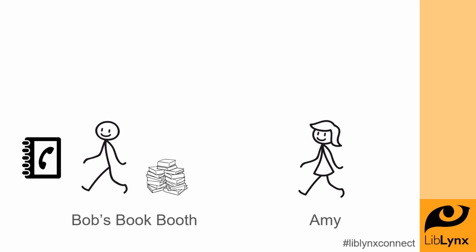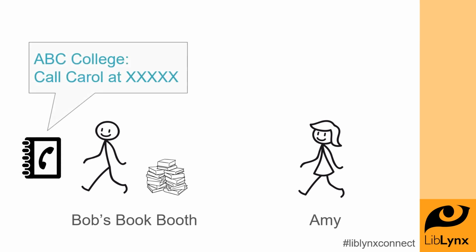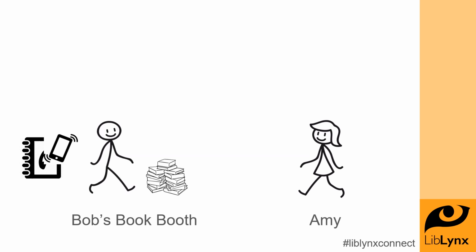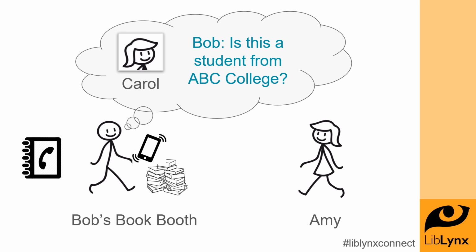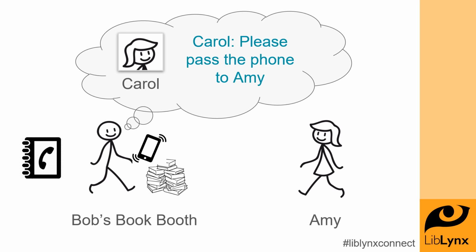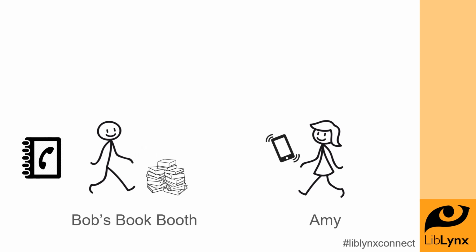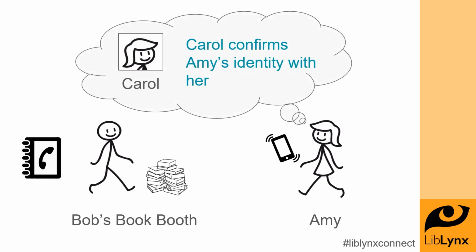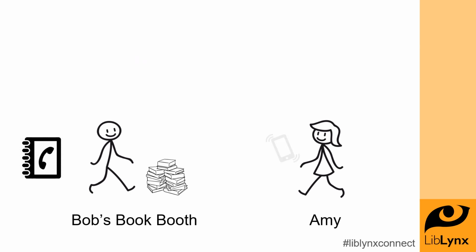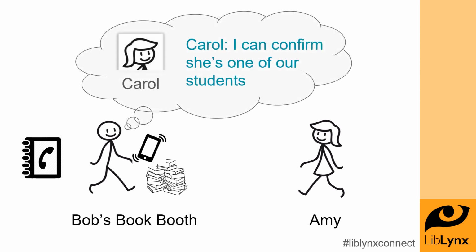Luckily, he has a phone book where he can look up someone who can help him. In the case of ABC College, the person to talk to is Carol. Bob calls Carol to ask if she can confirm that the person at his booth is a student at ABC College. Carol asks him to pass the phone to the student so she can talk to her directly. Carol talks to Amy and is able to confirm that she's a valid student. Amy passes the phone back to Bob so that Carol can confirm to him that she's a student at ABC College.